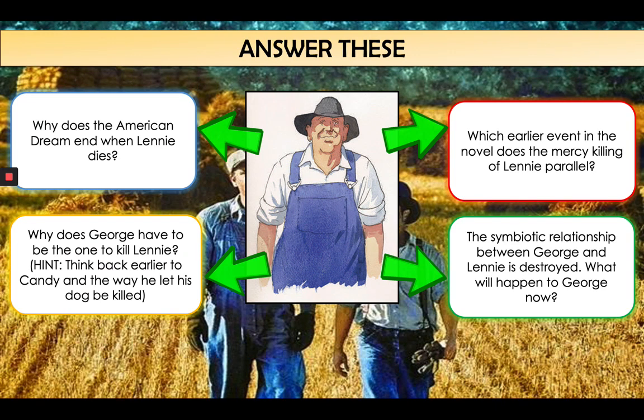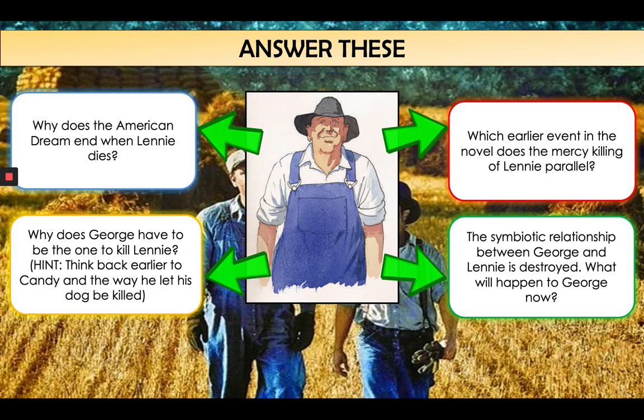The ending of Of Mice and Men is quite abrupt and it leaves many questions. So what do you think will happen to George now? Do you think he will stay at the ranch? Do you think he will move on? Do you think he will still pursue the idea of owning his own land? What do you think will happen to George?